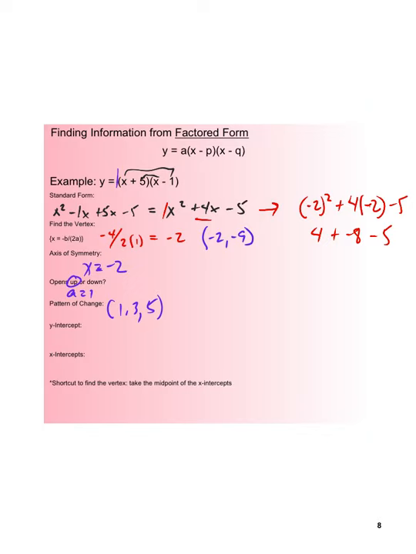Our pattern of change then is the 1, 3, 5. It just stays there. Our y-intercept is going to be the point (0, -5) because of the last term of the standard form. The x-intercepts, again: what makes x plus 5 equal 0, and what makes x minus 1 equal 0 from our original formulas. So our x-intercepts would be (-5, 0) and (1, 0).